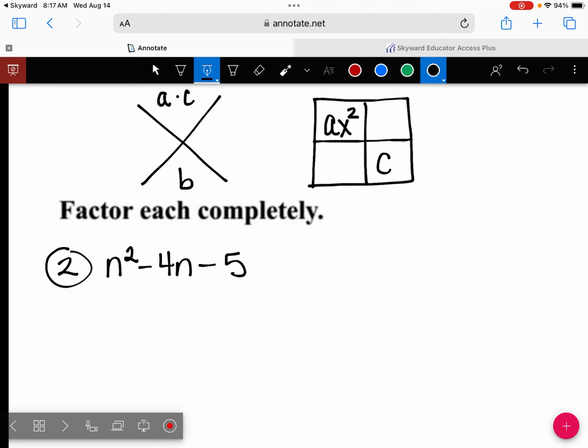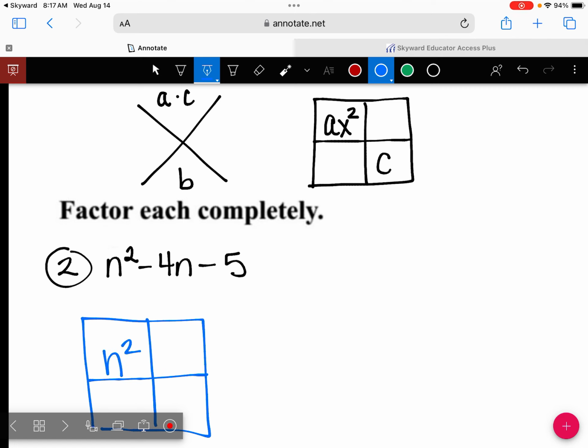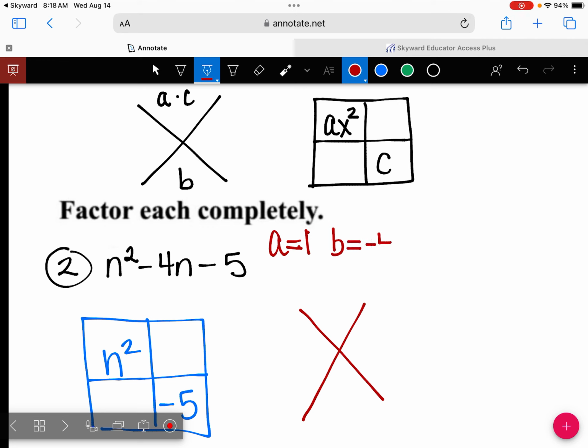So let's get started with number 2. I like to start by making my box. So let's make my box. Make your box. And I'm going to put n squared here and -5 here. Let's make our x. So in this quadratic, a is 1, b is -4, and c is -5. On top of the x, multiply a times c.